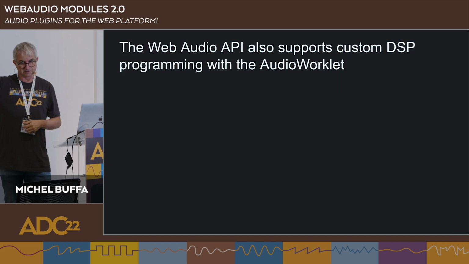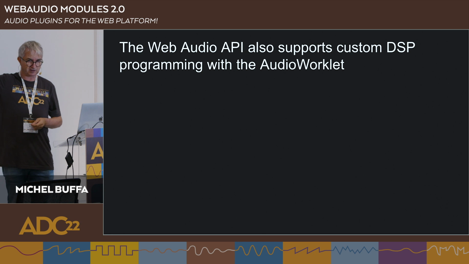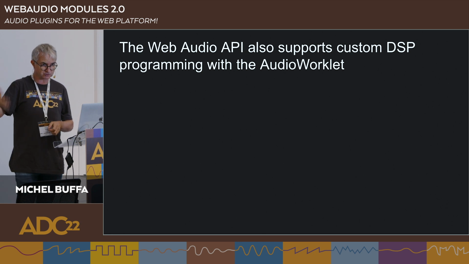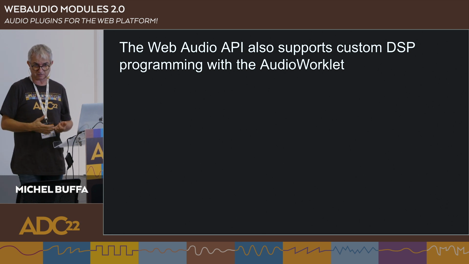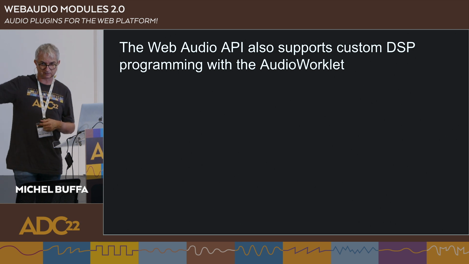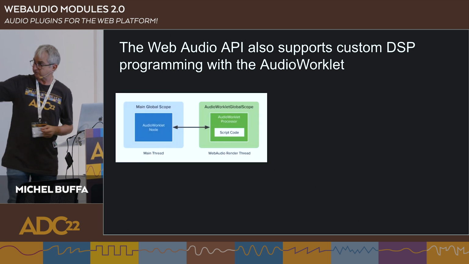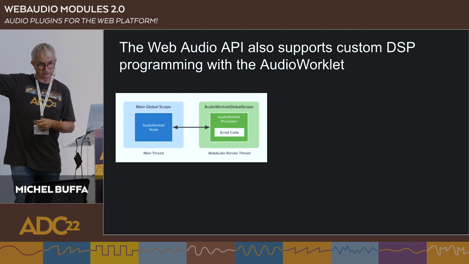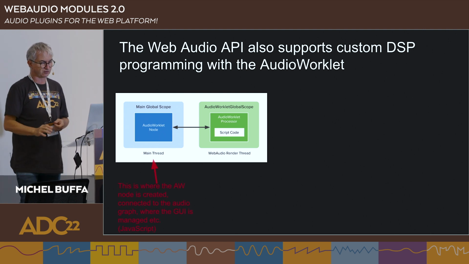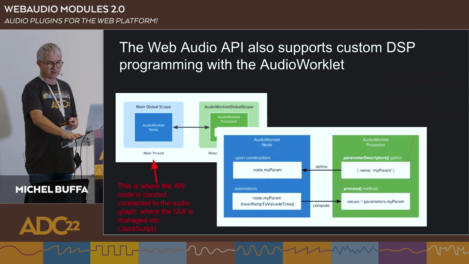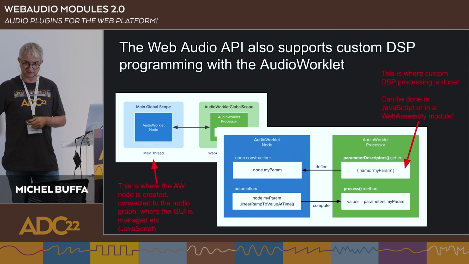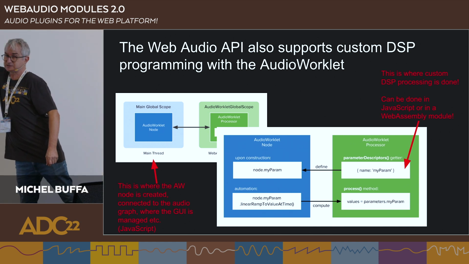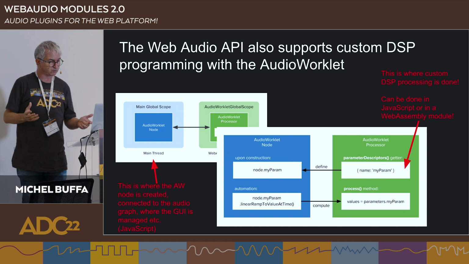So since 2018, the WebAudio API supports also custom DSP code in something called an AudioWorklet. So an AudioWorklet is, the left part is a node you can connect to the graph, and the right side, the green side, is called the processor, and the processor is where the DSP processing is being done. And here you can load some WebAssembly modules. This is how it works.